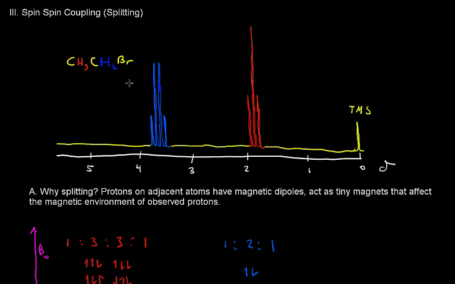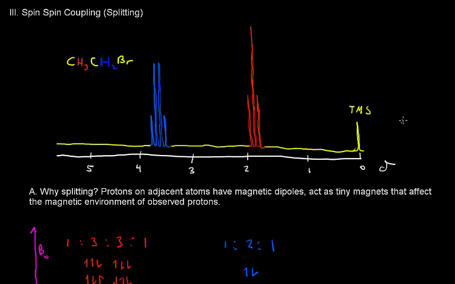What we see is something a little bit more complex than that. We see for the methyl protons 3 peaks in a 1 to 2 to 1 ratio, and for the methylene protons we see 4 resonances in a 1 to 3 to 3 to 1 ratio. So what's going on here? This is our first exposure to spin-spin coupling. The protons on the two adjacent carbons are splitting each other. They're coupling.